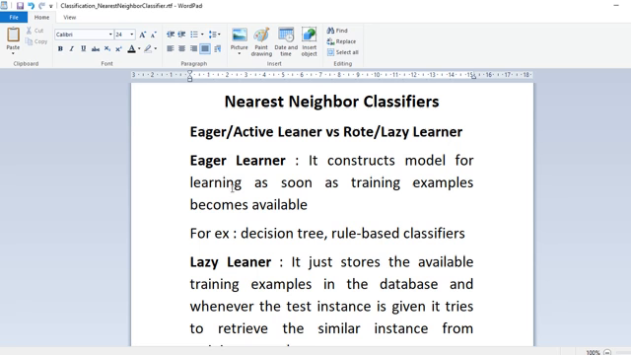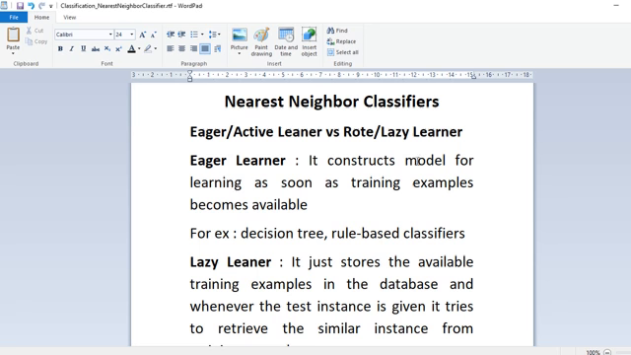So what do you mean by the eager learner or active learner? This constructs the model for learning as soon as the training examples become available. It does not wait till the test example is given. As soon as the training examples are given, it is going to construct the model.